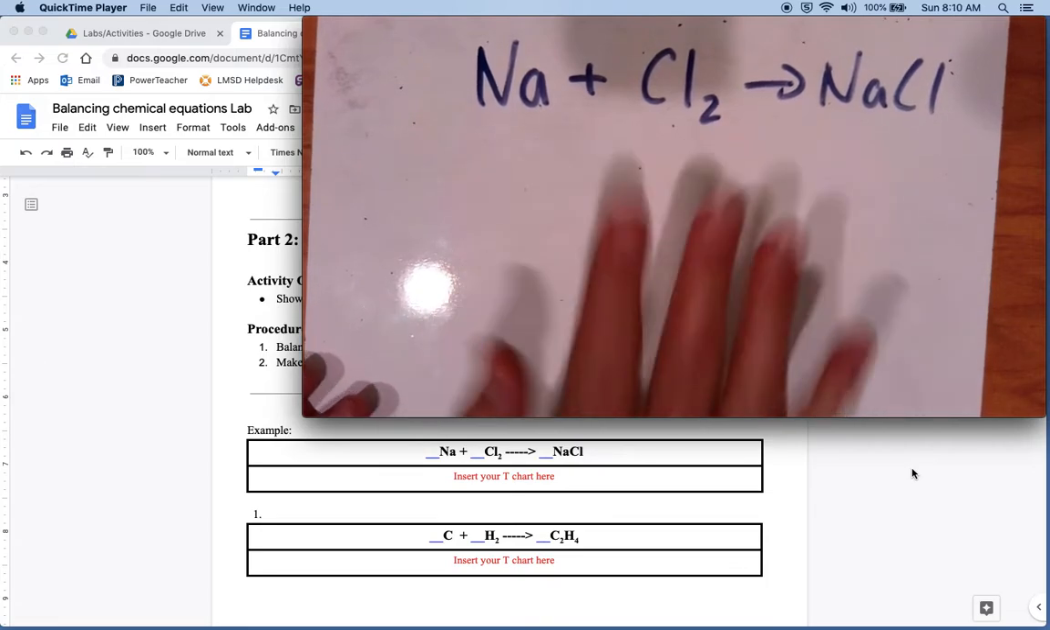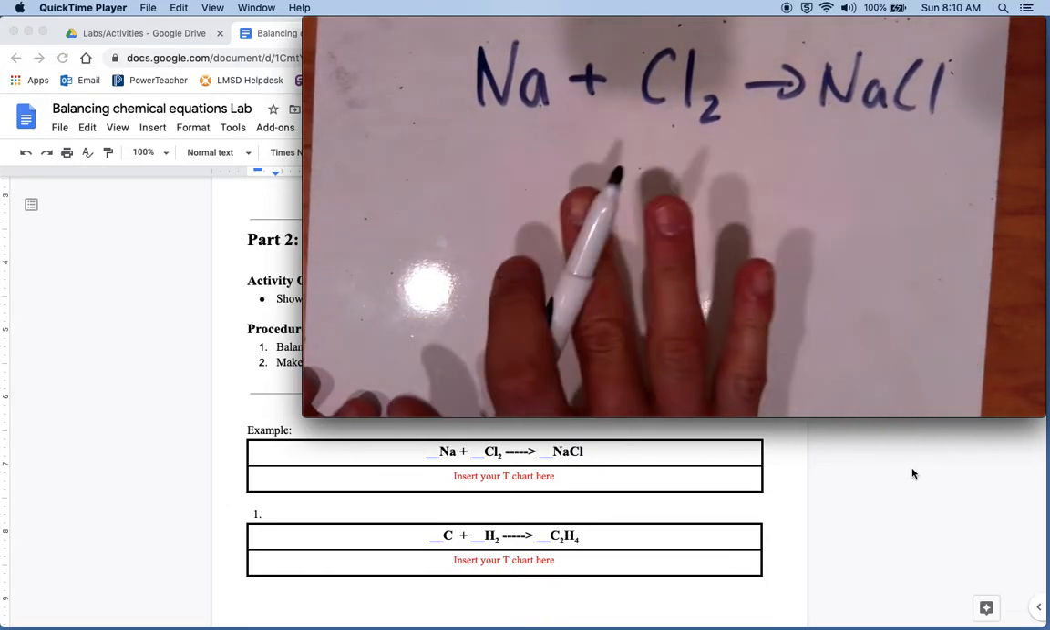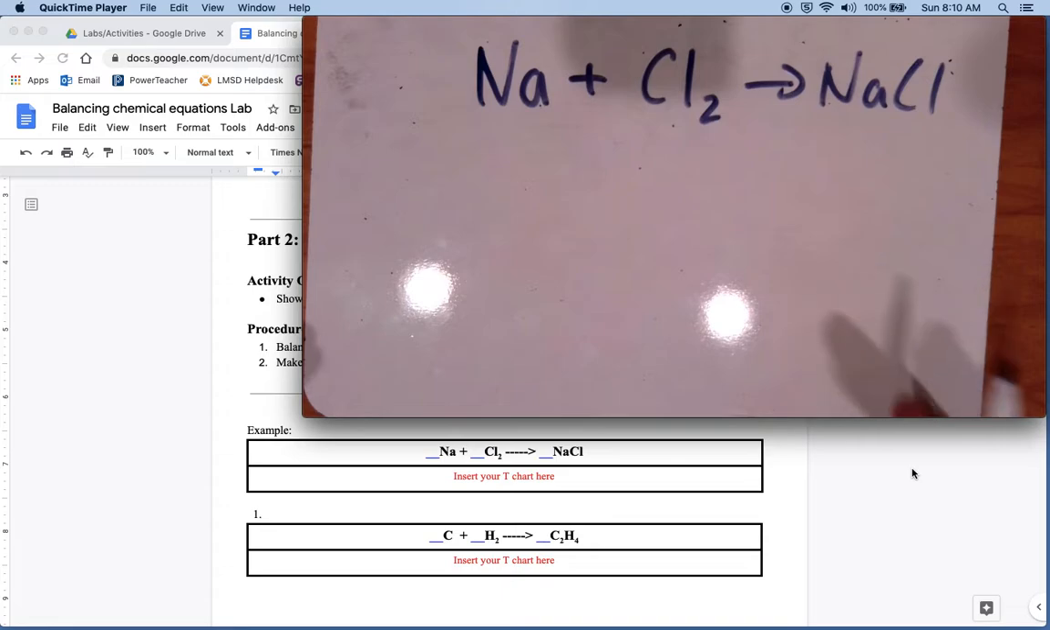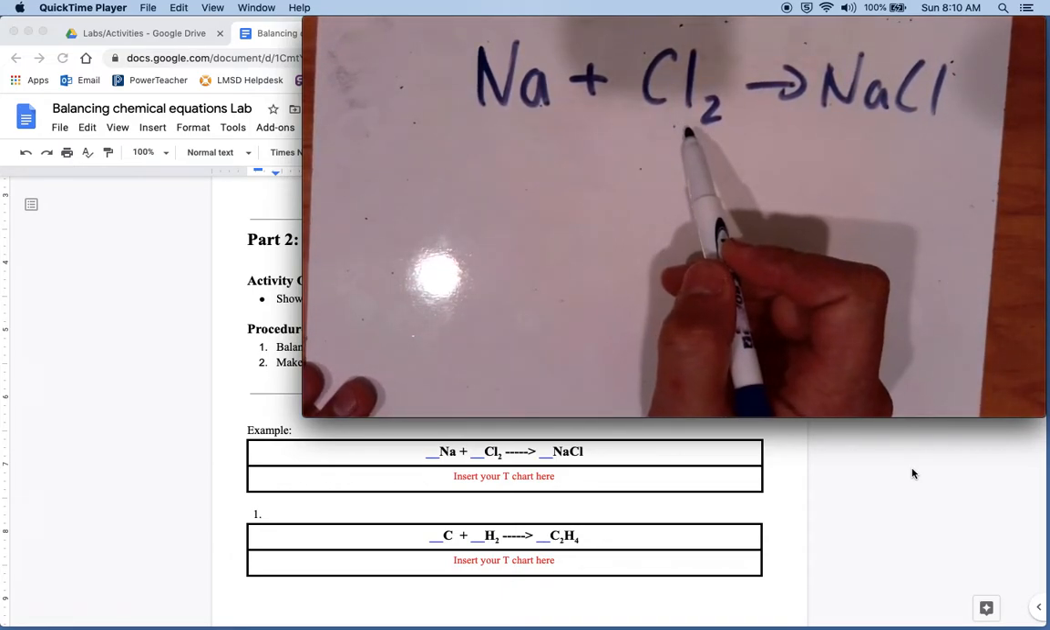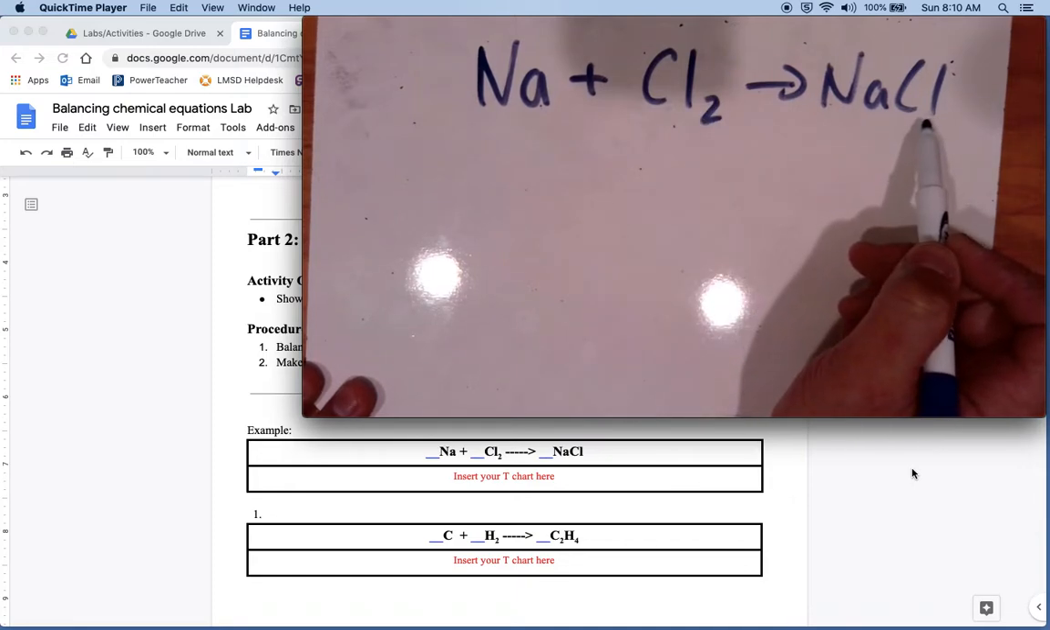a recipe, right? So we need to make sure that all the atoms on each side are equal to each other. So I wrote out the very first one. It's sodium plus chlorine, Cl2, makes NaCl, which is salt.